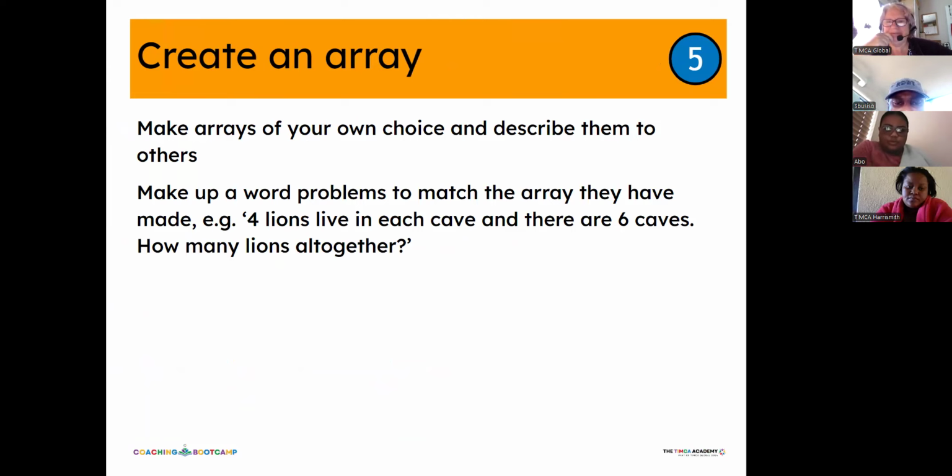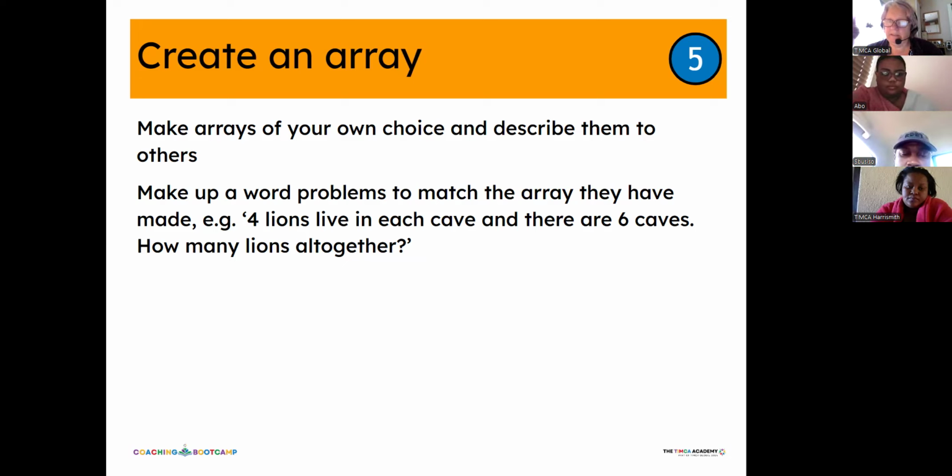So for example, 4 lions live in each cave and there are 6 caves. How many lions altogether? So that would be if they'd made a 6 by 4 array and they could make up a story to go with that. So we're stretching it to make up your own array, describe it to someone, so talk about it, and then find a context to make it make sense.